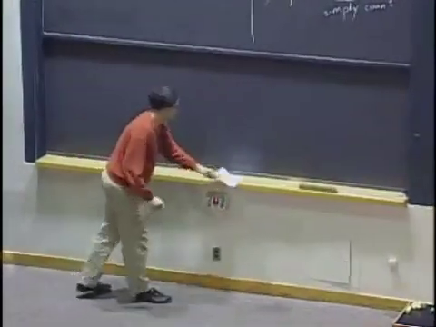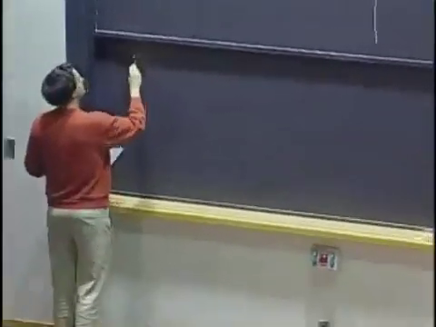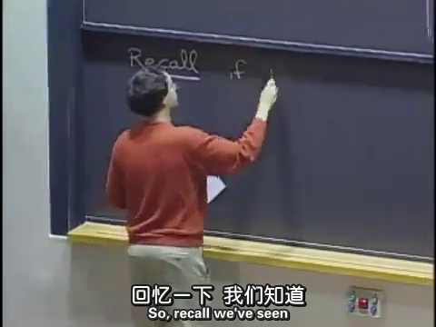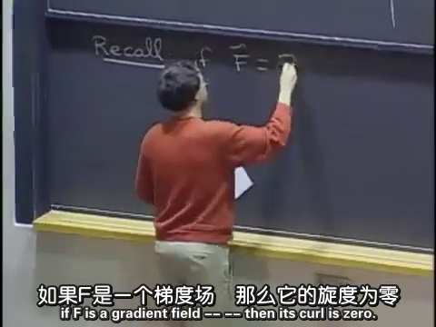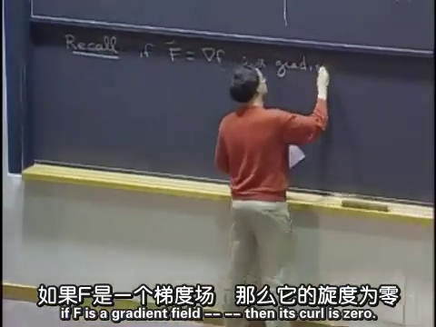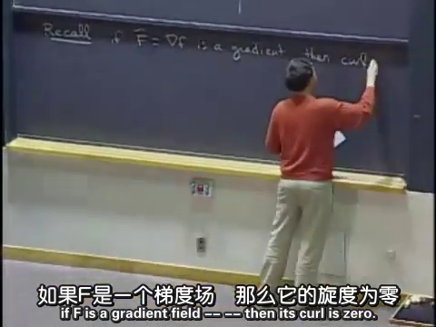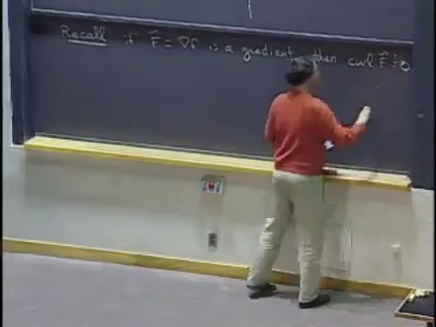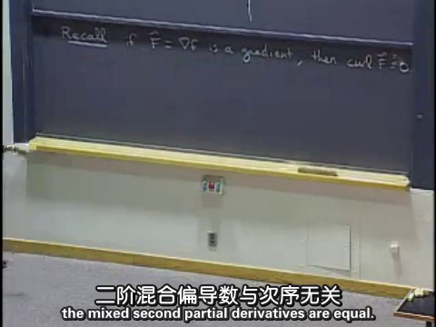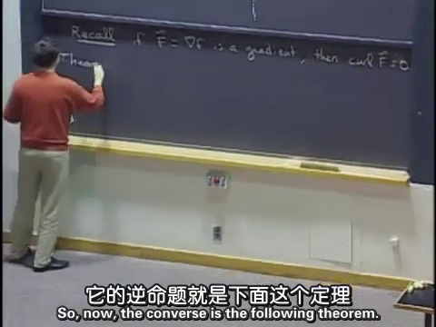So what's the statement I want to make? So recall, we've seen if F is a gradient field, then its curl is 0. That's just the fact that the mixed second partial derivatives are equal. So now the converse is the following theorem.